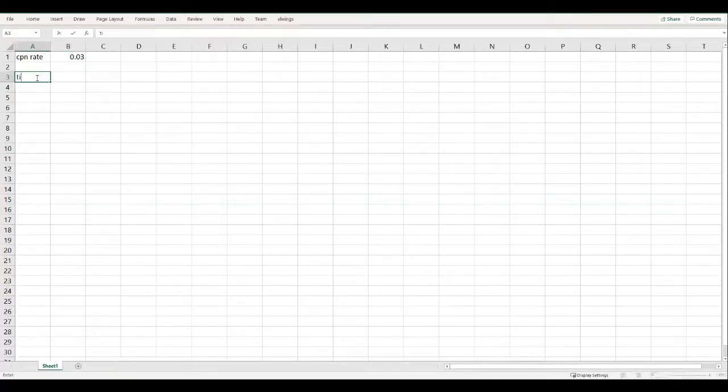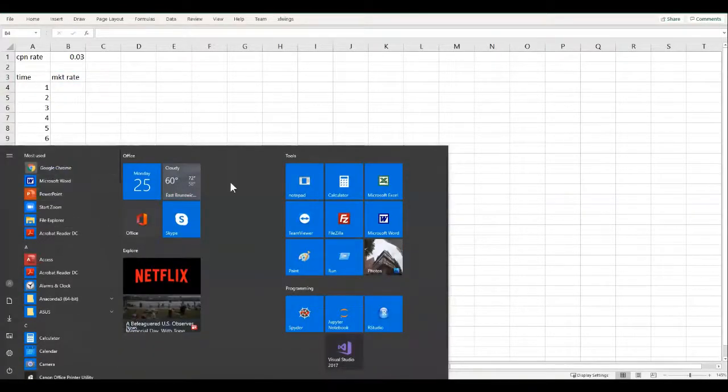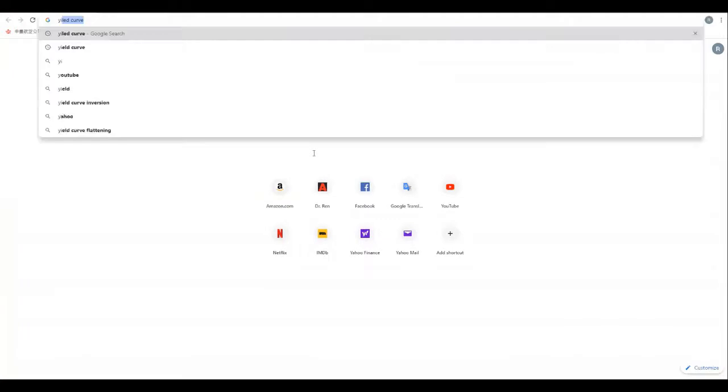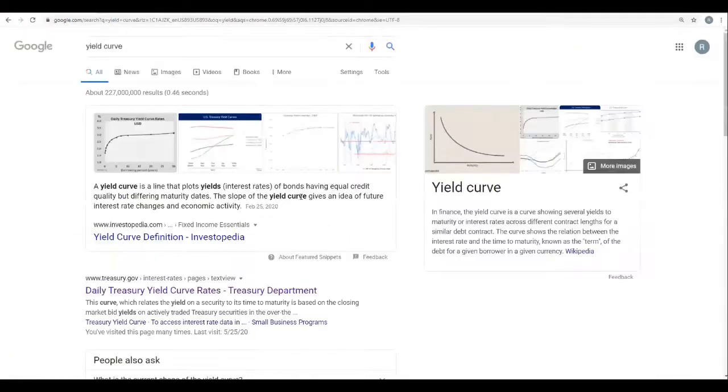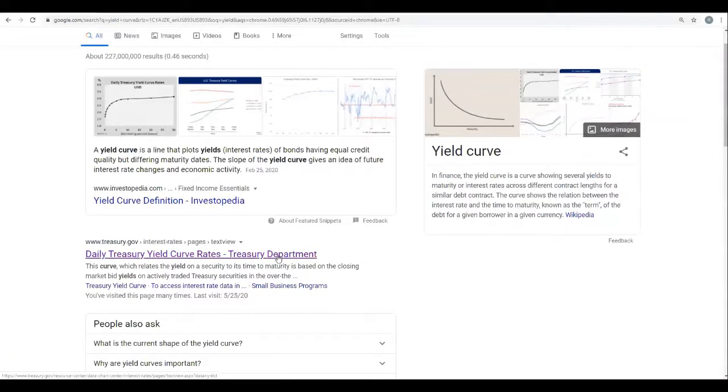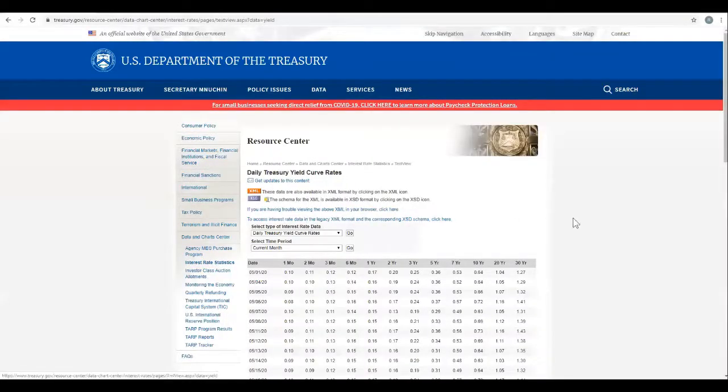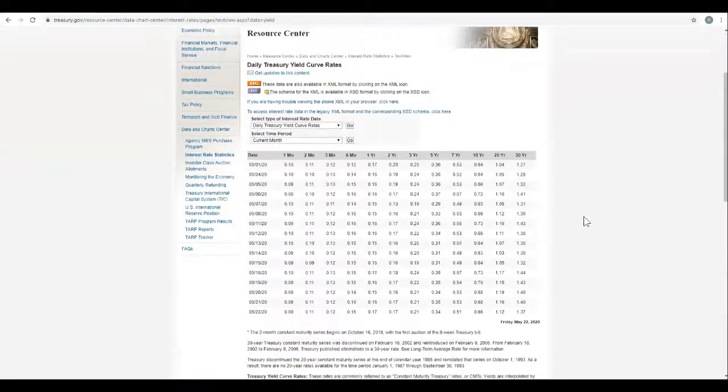Now for the 10-year bond, I need a 10-year timeline. So I'm going to do it from 1 through 10. And then I need to find the market discount rates. Now to find market discount, we simply go to the website, Google, and then type in the yield curve. And as we can see, the very first link down here is the link to the US Treasury Department.